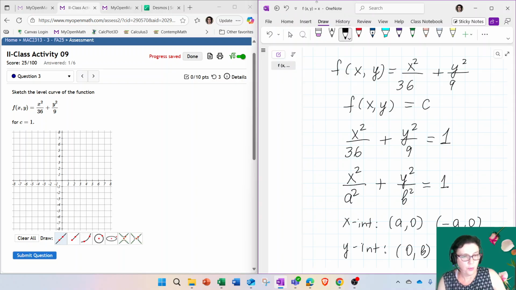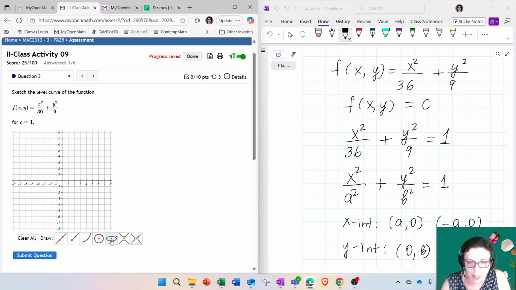What I will do is choose the ellipse tool. The ellipse is centered at 0, 0, so I'm going to click right here, and then I just need to plug in a point that shows where the ellipse is going to be. Let's see. For this case, my a equals 6, so it should have the intercepts at (6, 0) and (negative 6, 0), and the y-intercepts should be at (0, 3) and (0, negative 3).